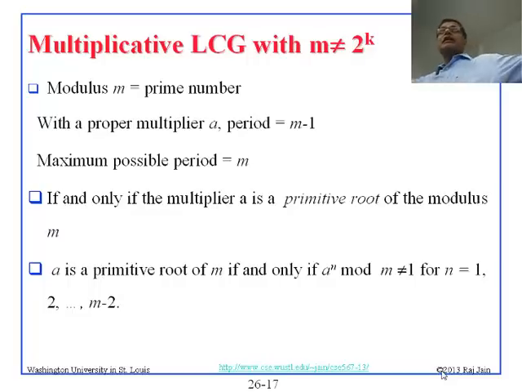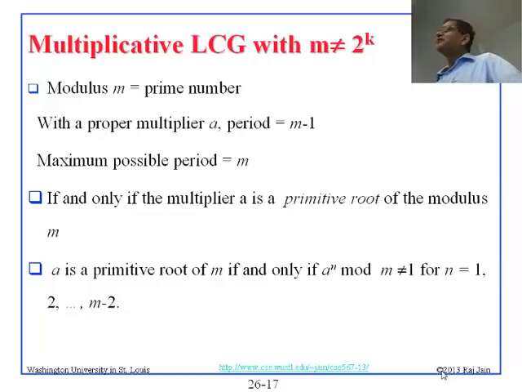I mean, if you take a very large prime number m and use that, then you can get a period of m minus 1. The maximum possible period is m, but if you are taking m as a prime number, then this is how you get it: if and only if a is a primitive root of m. So this is the condition which is necessary and sufficient, that a has to be a primitive root of m. Now, for us engineers, what is a primitive root?